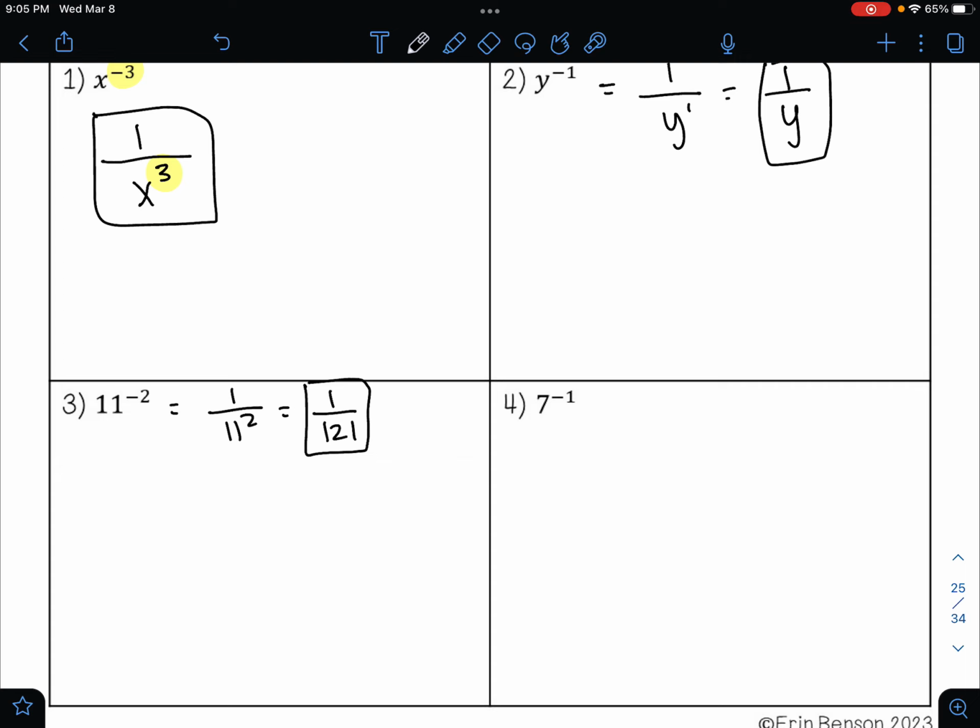Go ahead and pause the video and see if you can find the answer to number 4. To make this negative exponent positive, we will move it to the denominator. 1 over 7 to the first is just 1/7.